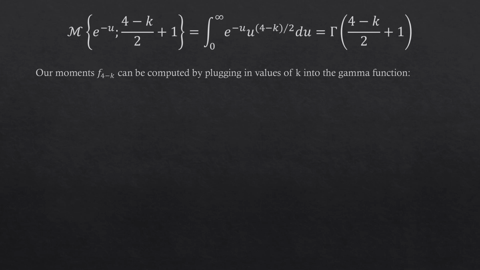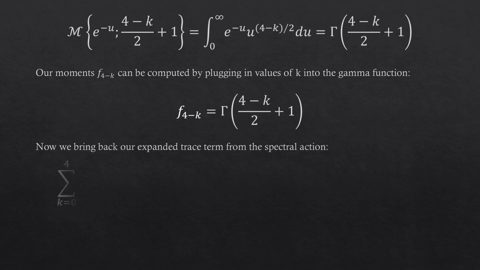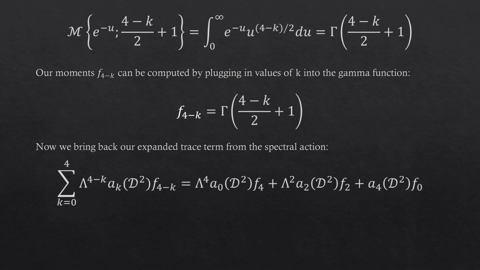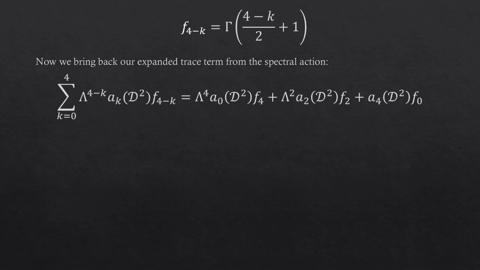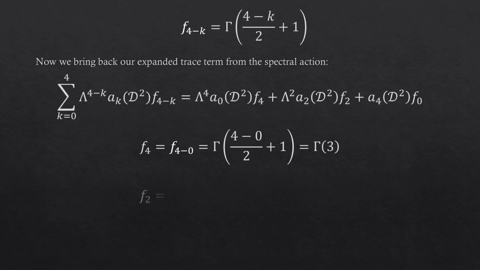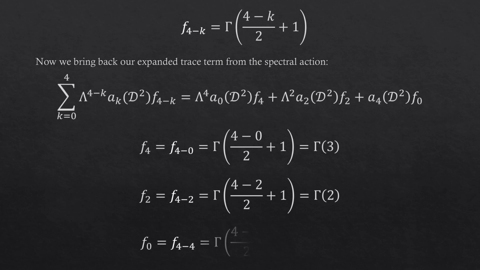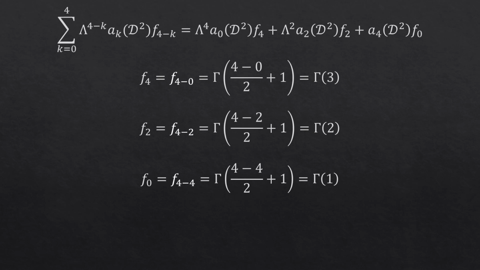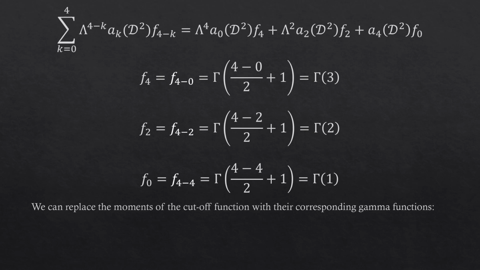Our moments f sub 4 minus k can be computed by plugging in values of k directly into the gamma function. So for f sub 4 minus k, we get the gamma function of 4 minus k over 2 plus 1, and so for our expanded trace term, we get the following construction. F sub 4 is equal to f sub 4 minus 0, yielding the gamma function evaluated at 3. F sub 2 is then the gamma function evaluated at 2, and then f sub 0 is the gamma function evaluated at 1. We can then replace the moments of the cutoff function with their corresponding gamma functions.